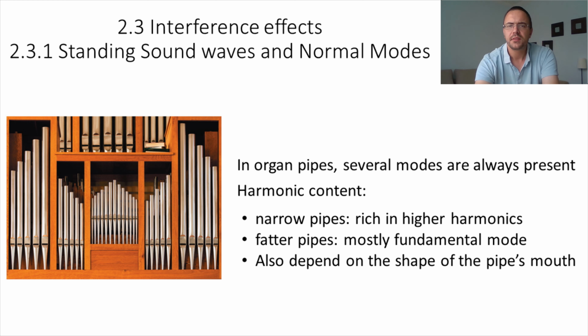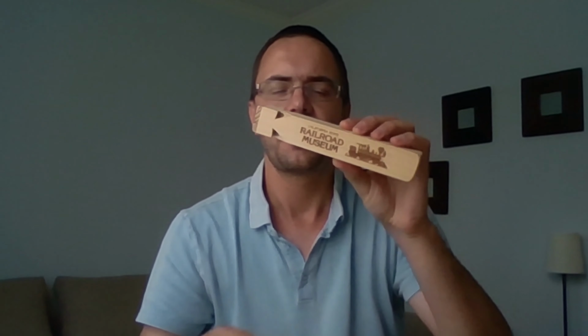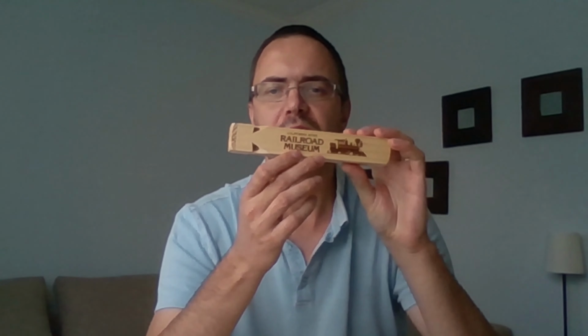Also, the harmonic content depends on the shape of the pipe's mouth, right? By the way, the mouth of the pipe is very important to create this particular harmonic content. This is here my favorite whistle. I got it at the Sacramento Railroad Museum. And the mouth has been specially designed to mimic the harmonic content of the sound from a train whistle, right?